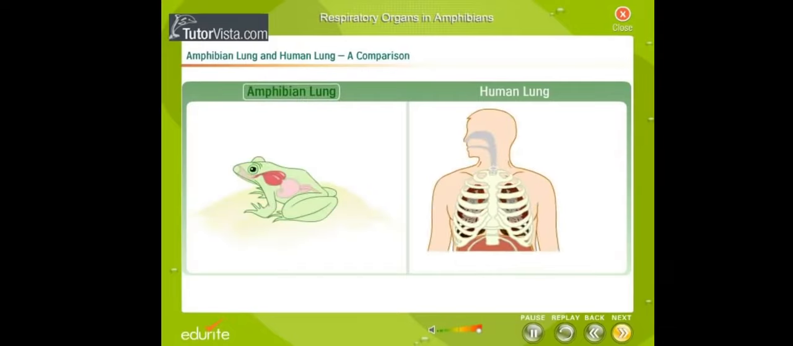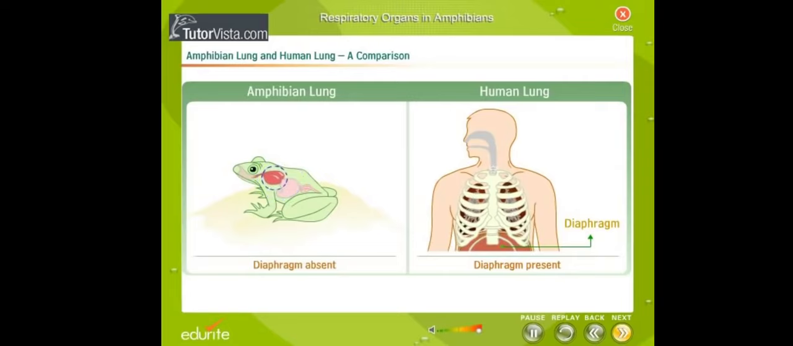The way amphibians use their lungs is different from humans too. Humans have a diaphragm beneath their lungs that causes the air to rush in and out. Amphibians don't have diaphragms, and they have to force air into their lungs by moving their mouth like we do when we are swallowing.